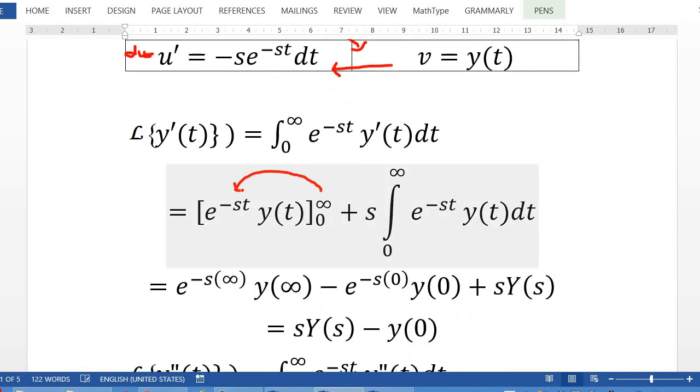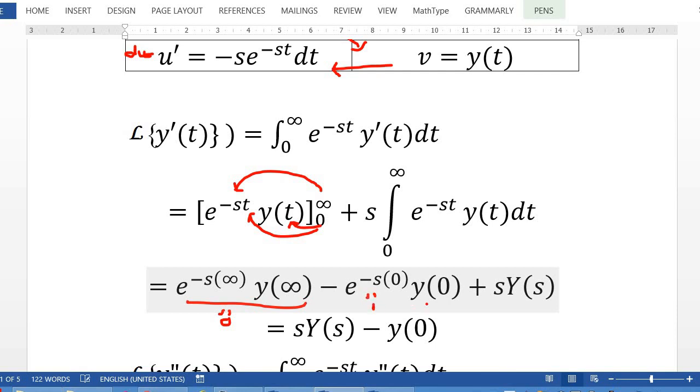Then when we plug in the upper limit of infinity, remember that in the first lecture, we told you that e^(-s·infinity) approaches 0, and the substitution of the upper limit will yield 0. Then minus the substitution of the lower limit. So e^0 is equal to 1. Hence you have minus y(0) here. Remember, by definition of Laplace transform, the integral of e^(-st) y(t) dt from 0 to infinity is the Laplace transform for y(t). You will get Y(s), so hence you will get s Y(s).